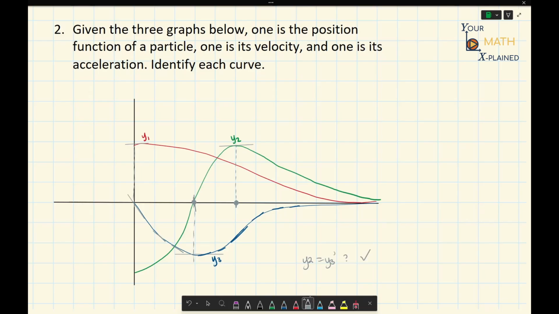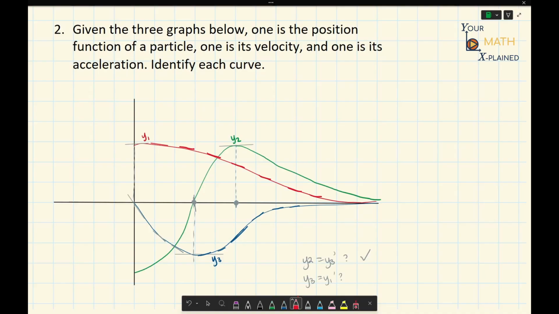And next we can see that for y1, we start off with a horizontal slope. So that tells us that maybe y3 is the derivative of y1. So for y1, we can see that we start with a 0 slope, and then it's a negative slope afterwards, but it's a small negative number, and then it maybe gets a little bit steeper, a little bit steeper, a little bit steeper, and then afterwards, it's still negative, but then it gets less steep.